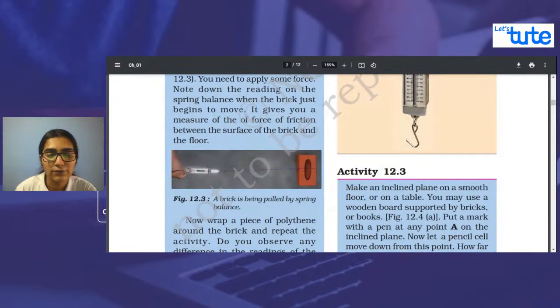Here, a brick is being pulled by a spring balance. So when you're pulling it, it will sort of increase the weight. If you're directly putting it on a surface with a proper weight, then it will weigh something. But when you're moving it, what happens is the friction increases.